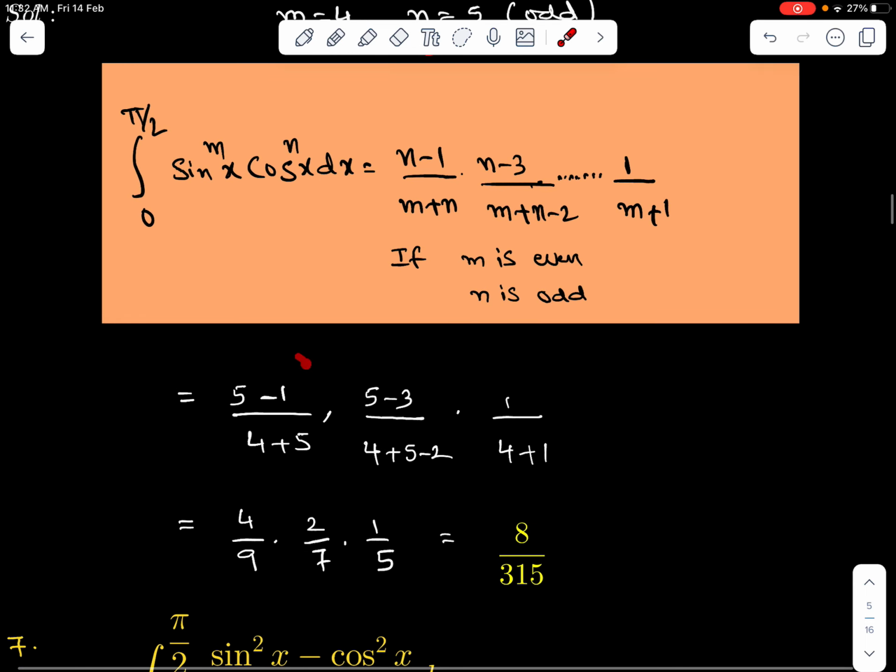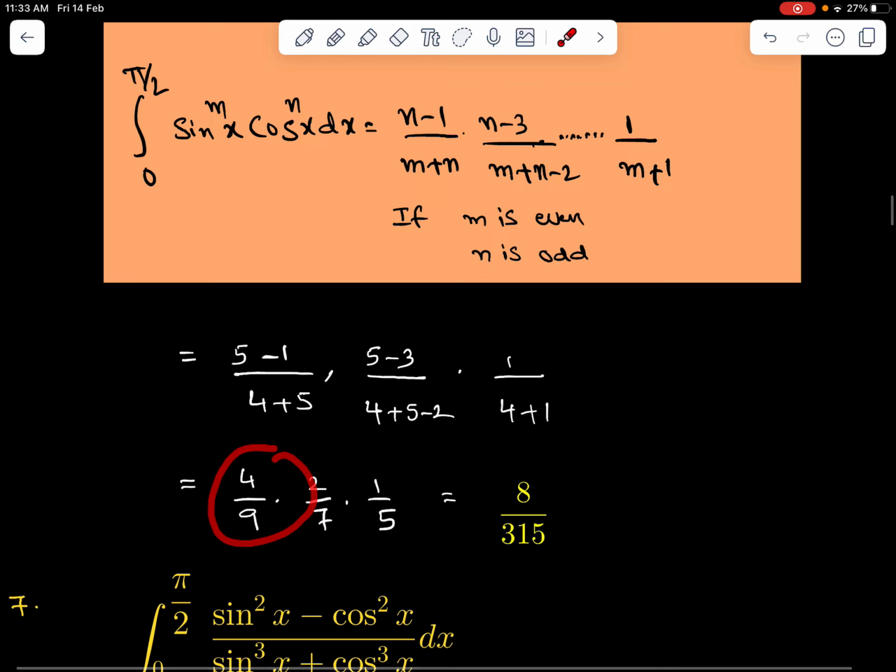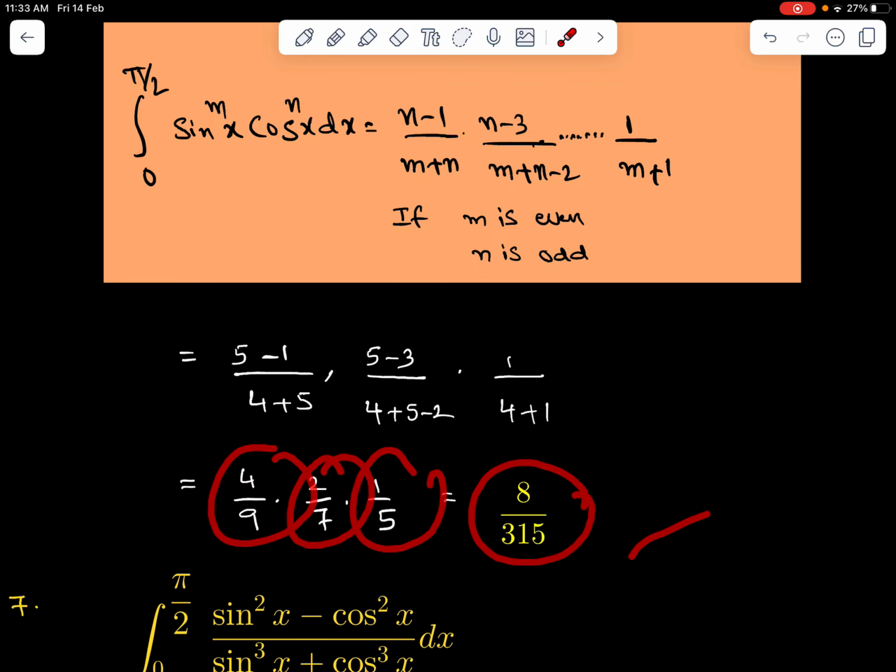Therefore, 5 minus 1 by 4 plus 5, 5 minus 3 by 4 plus 5 minus 2, 1 by 4 plus 1. In this sum, there is no need to repeat and no need for the negative also. 4 by 9, 2 by 7, 1 by 5. Therefore, 8 by 315 is the answer.